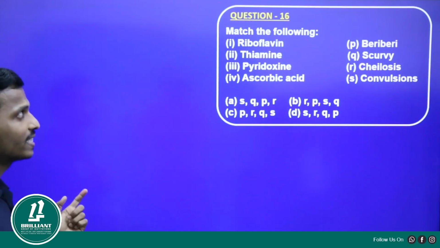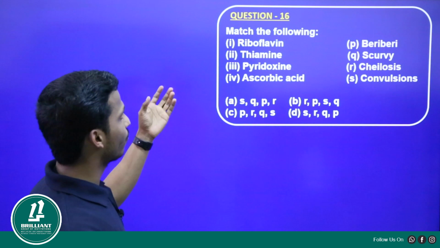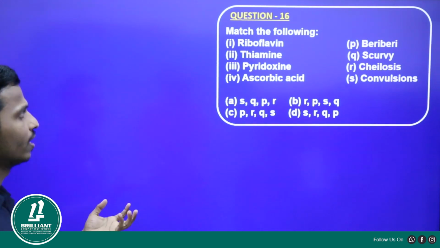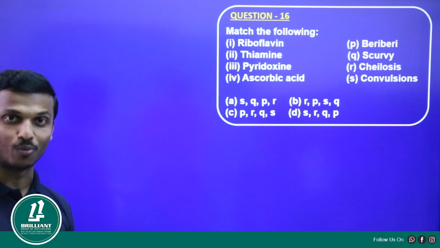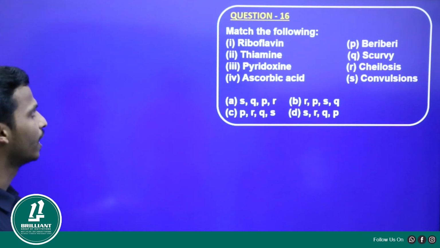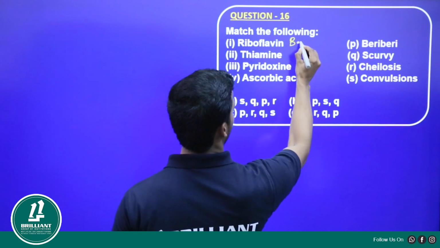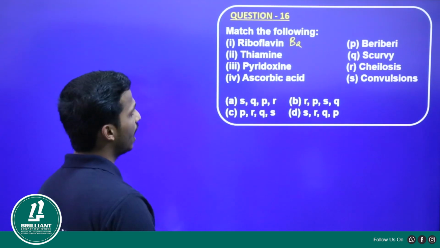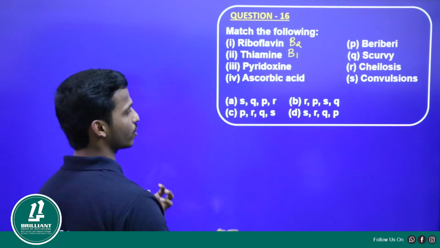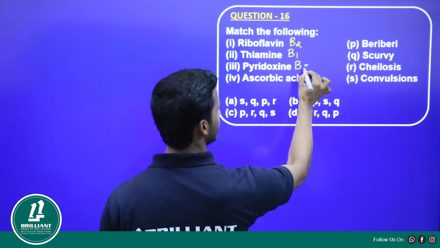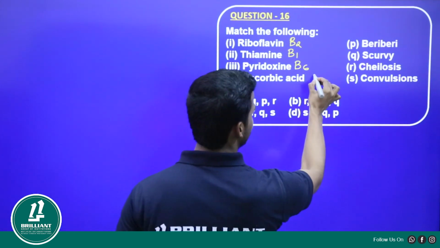We have question number 16. Match the following: riboflavin, thiamine, pyridoxine, ascorbic acid. So many vitamins are given. So the chapter is biomolecules, vitamin part. You know riboflavin. What is riboflavin? That is vitamin B2. Thiamine, that you know is vitamin B1. And pyridoxine is vitamin B6. What about ascorbic acid? It's vitamin C.